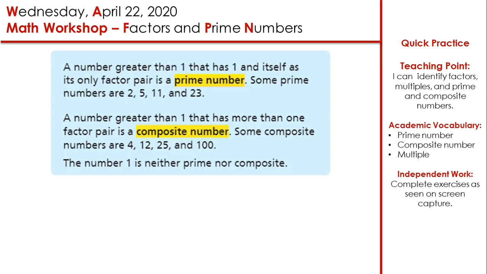Now, on the other hand, we have composite numbers. So what is that? It's a number greater than 1, yet again, that has more than one factor pair.